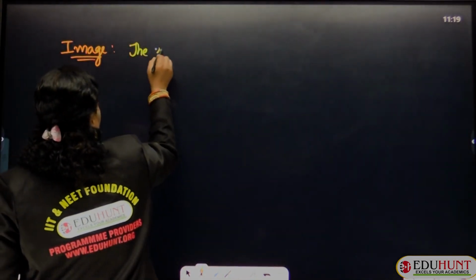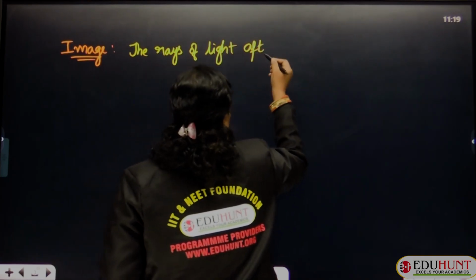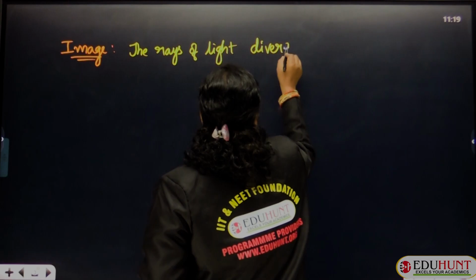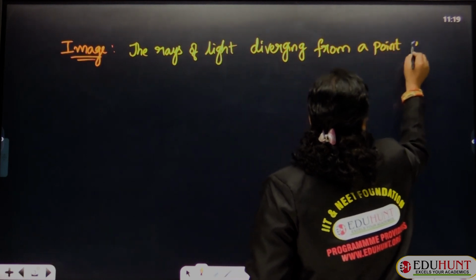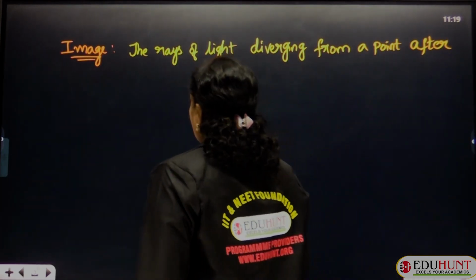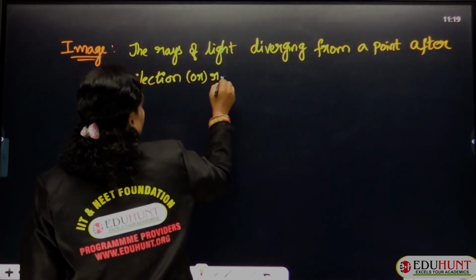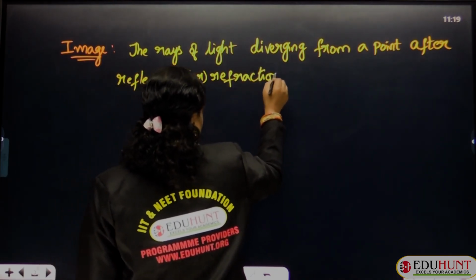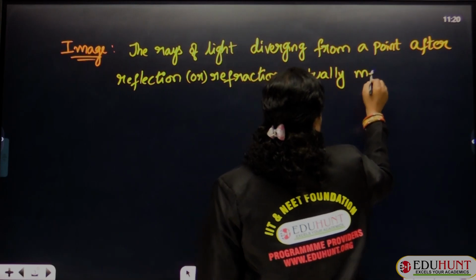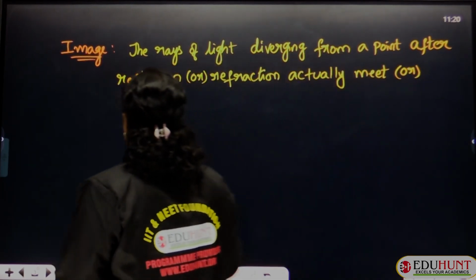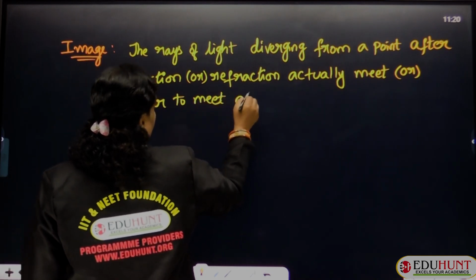The rays of light after diverging from a point after reflection or refraction actually meet or appear to meet at some other point.